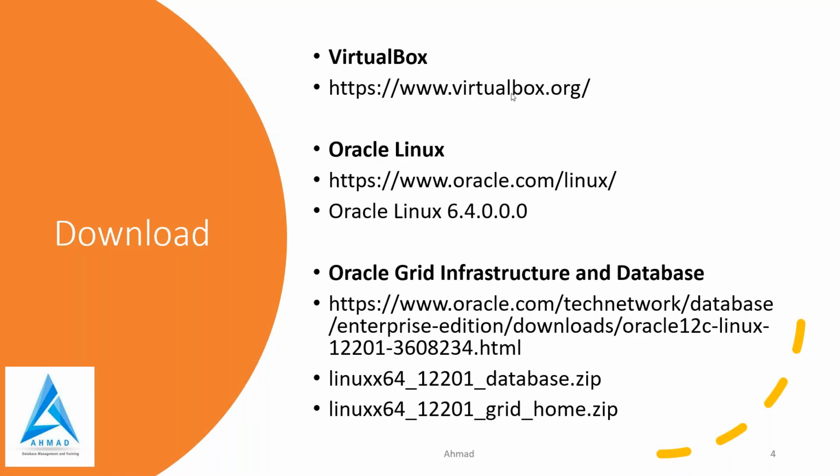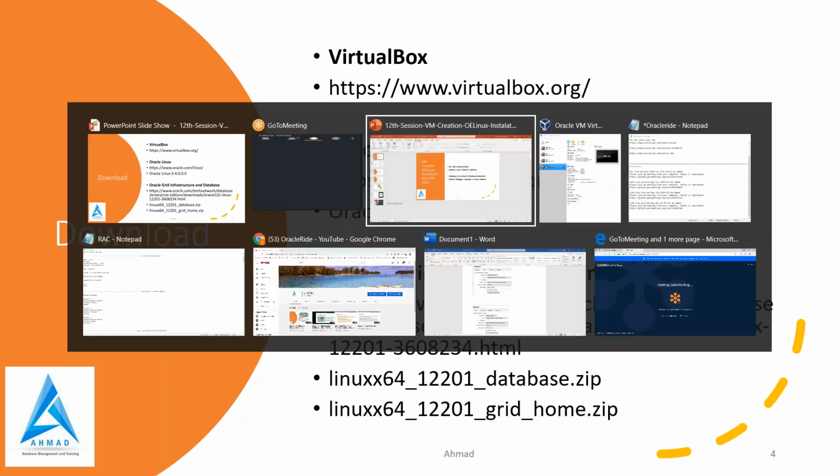The first thing is that you can download the software from virtualbox.org. This is the link where you can get VirtualBox. 6.1 is the latest. And from oracle.com Linux, you can download Oracle Enterprise Linux. And Grid Infrastructure and Database you can download from oracle.com. In terms of 12c, you have one zip file for database, and for grid home one file. Okay, so let's begin with the practical.